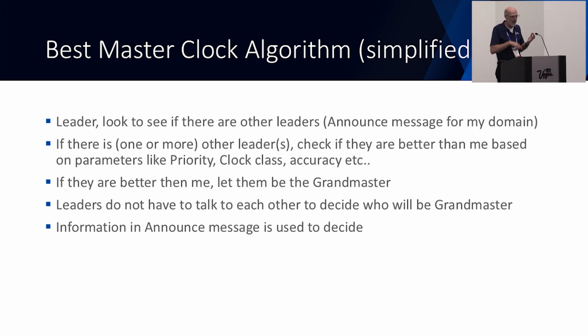And they look at the clock class and accuracy and everything. So if they're better than me, I just let them be the grandmaster. Now, if you notice, this algorithm means that the leaders do not have to talk to each other. It's not like I'm a leader, you're a leader, we discuss it, okay, you're better, I'll let you work. All I have to do is look at your announce message, and by looking at it, I go, oh, I'm not the best guy, so I'll let you be. There's no need; it's all based on the announce message content. So it's pretty simple.